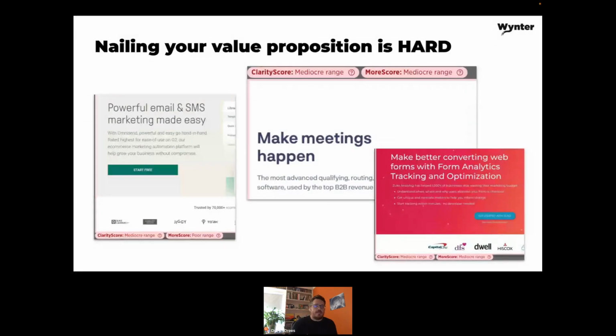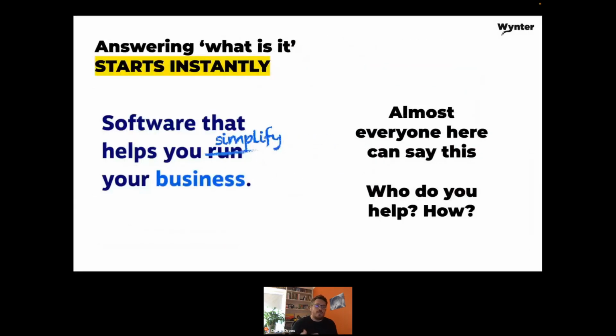First, you need to understand, like I said, it starts instantly. So you need to start addressing the "what is it" right away. Don't waste this opportunity. "Software that helps you simplify your business." We've got hundreds of people in here today. Almost everybody could say that their solution helps simplify business, right? If you're making a software solution in some capacity, you're going to be simplifying somebody's business. So this tells me nothing about who this company actually helps, or what they actually do.